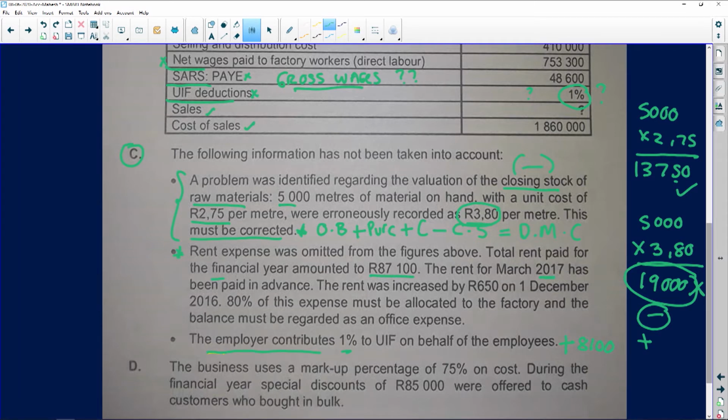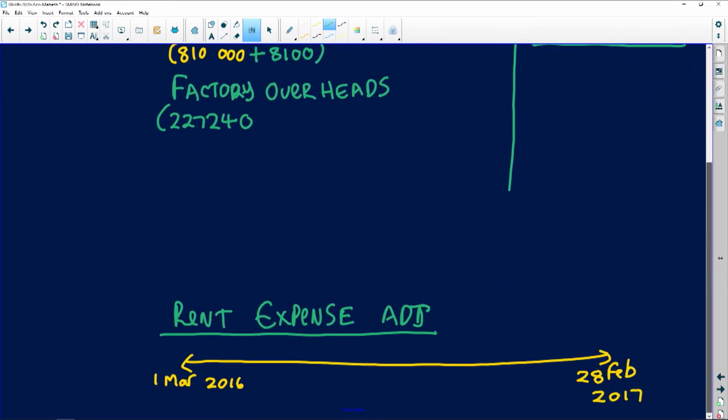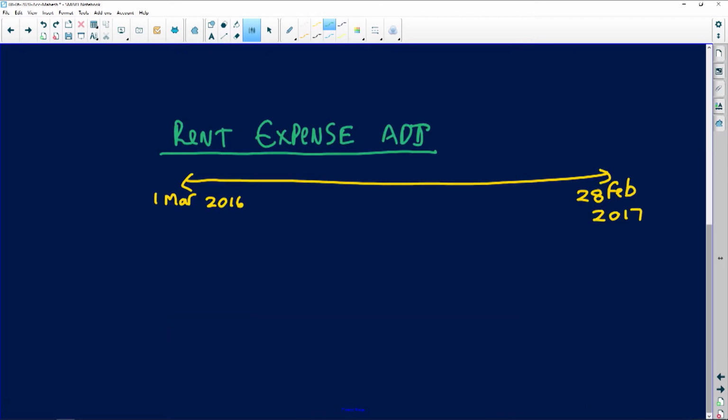80% of this expense must be allocated to the factory and the balance must be regarded as an office expense. So clearly lots of calculations, and I always recommend that you show the examiner your calculations, because in the event of you getting this incorrect, you can always get some part marks.